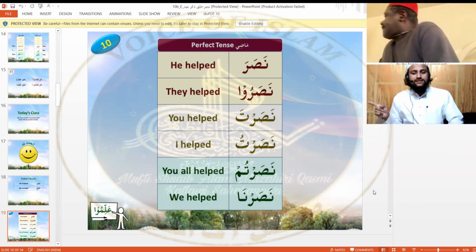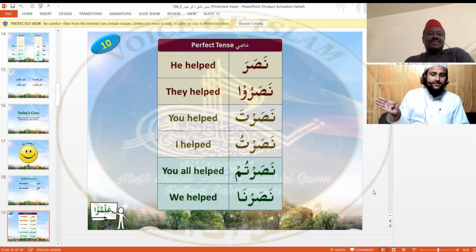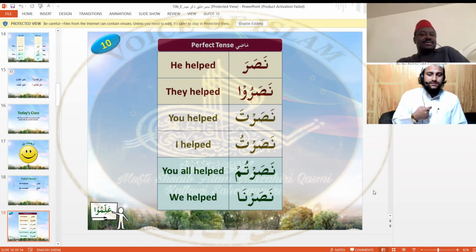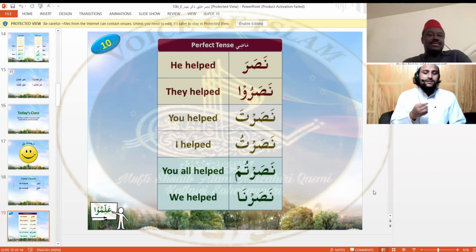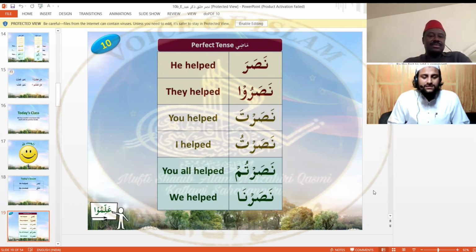Nasara, he helped. Nasaru, they helped. Nasarta, you helped. Nasartu, I helped. Nasartum, you all helped. Nasarna, we helped. So Nasara means help, helping, to help someone. So Nasara, he helped.